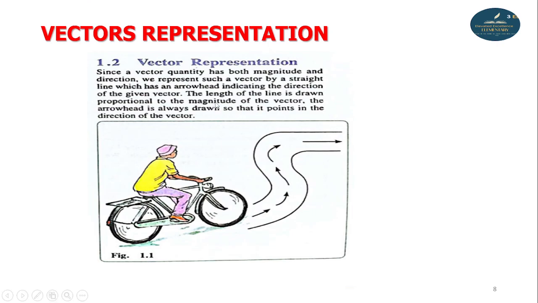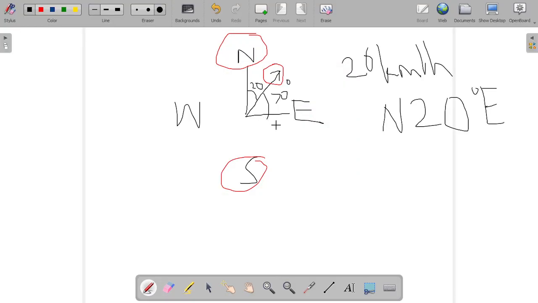So now the length of the line is drawn proportional to the magnitude of the vector. Yes, that's actually correct. So when it is stated that it travels 40 kilometers, we need to draw the length of the line.